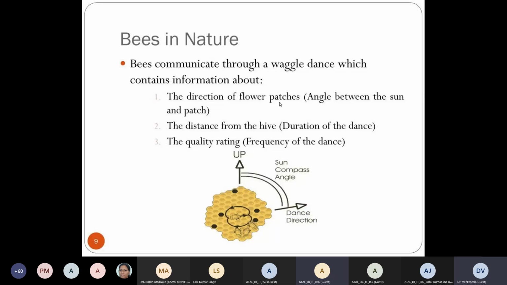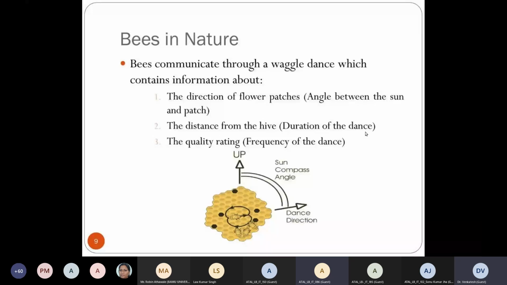What is the direction of the food source, whether it is a flower or anything, meaning that they will simply remember the angle between the sun and the patch, and they will keep on moving until they reach the flower patch. And how much distance it is from the hive, we can get to know based on the duration of the dance. If the duration of the dance is very high, it means that it is a very small distance from the hive.